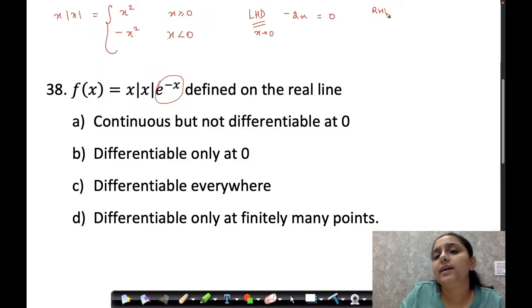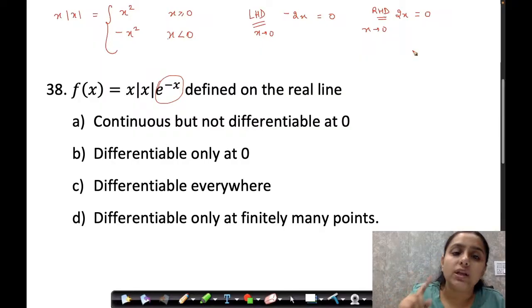Similarly, what will the right hand side derivative be? The derivative of x square is 2x. Now when x approaches 0, 2x is again 0. So this function is differentiable at 0. Now if it is differentiable, then it will be continuous also. So this option is completely wrong.